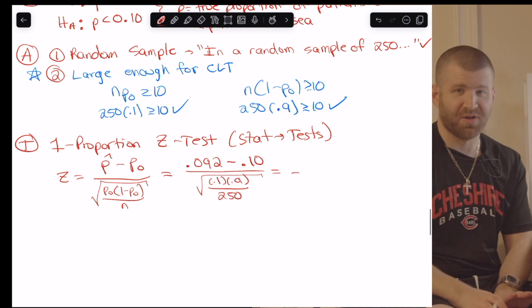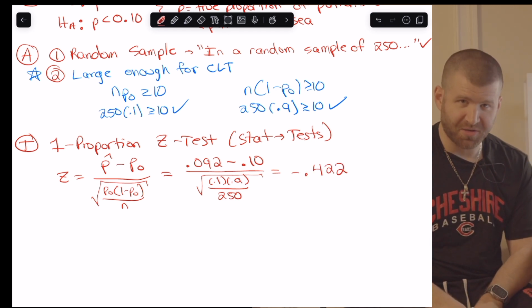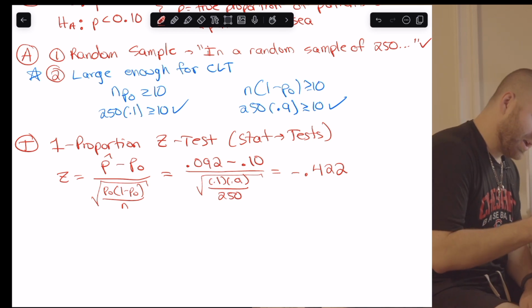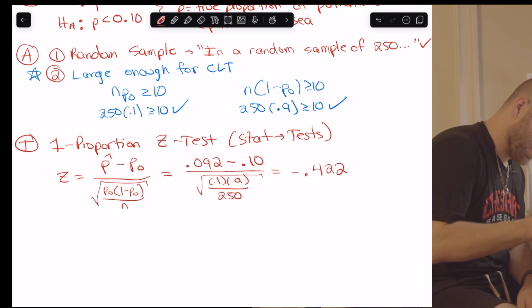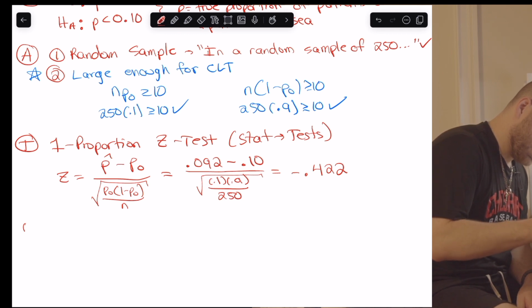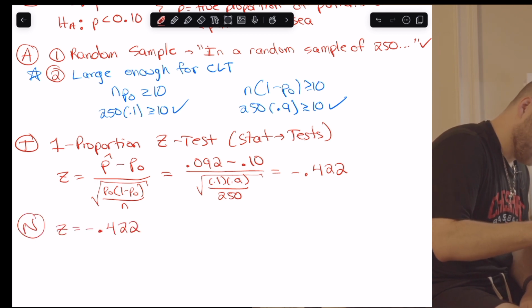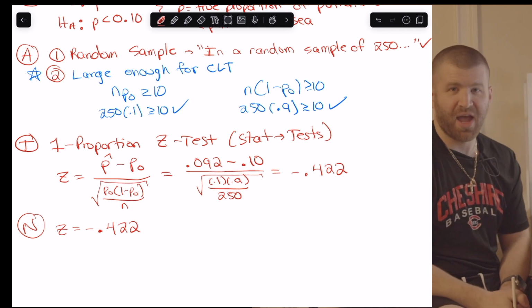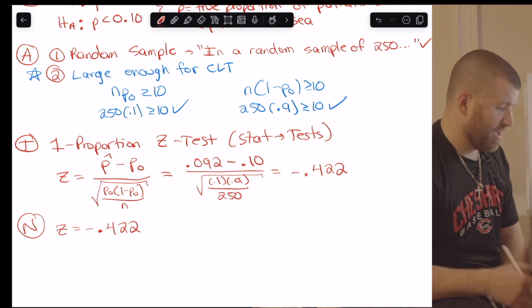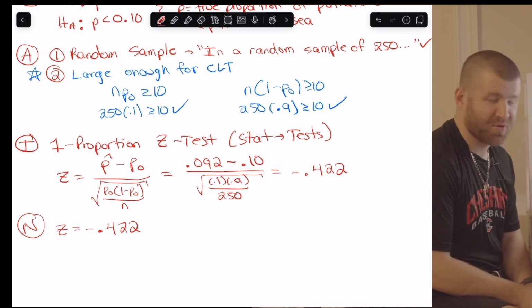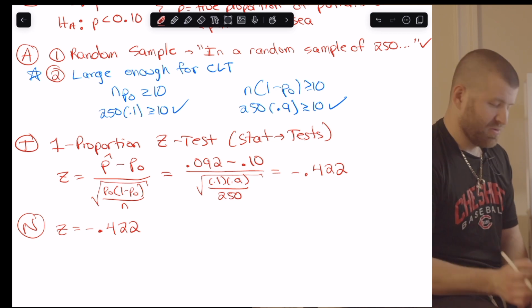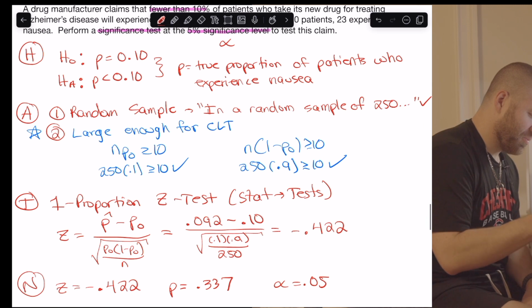So as far as the test goes, this is all you need, right? When we get to the numbers, this is the important thing. So I'm going to list the test statistic again, negative 0.422, which gives you a p-value of 0.337, and I'm going to list my significance level, which was 0.05. Right, that came from the beginning of the problem where it's at a 5% significance level. That is where that comes from.